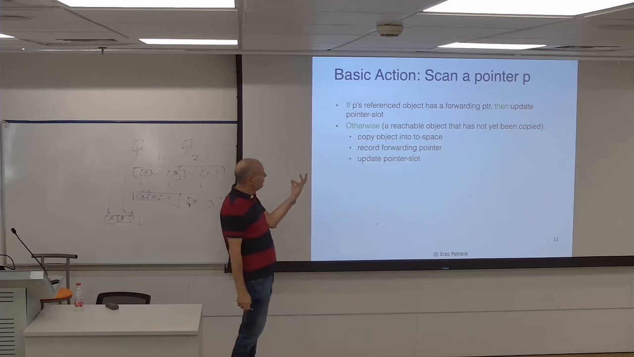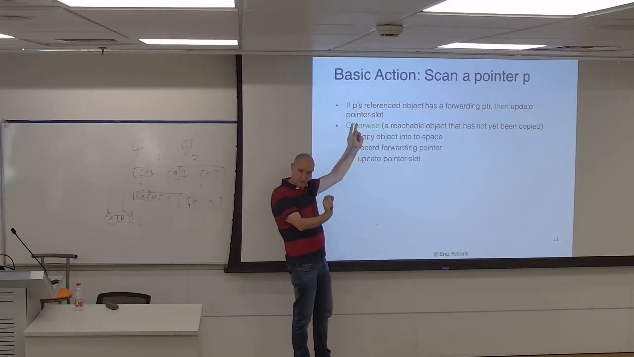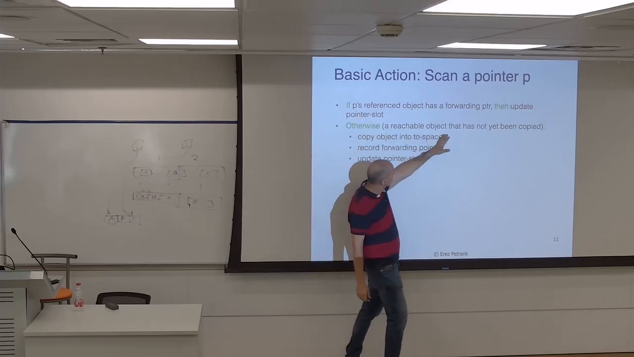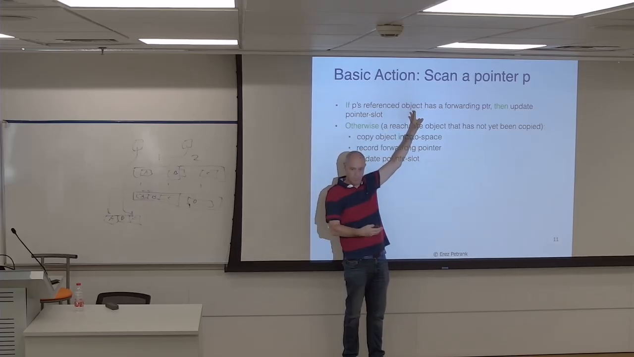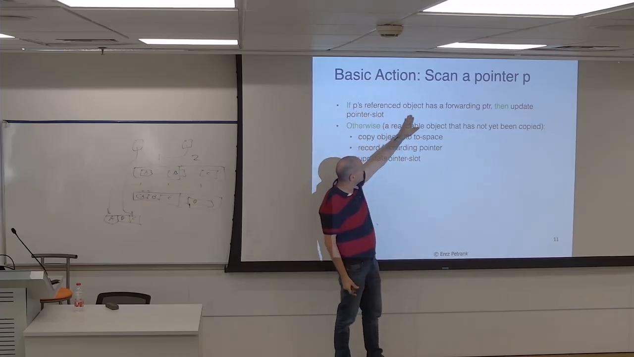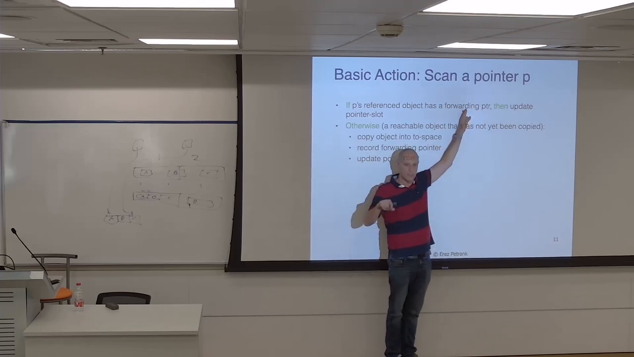So what do I do with the pointer? I'm going over to-space and fixing all the pointers. How do I fix a pointer? If P is referencing an object, all of them are looking at from-space, because I copied the pointers that were in from-space and looked at from-space. Now if I copied that into to-space, I look at it, it points to from-space and I need to fix it. If the pointer references an object with a forwarding pointer, so this object was already copied, then I just fix the pointer.